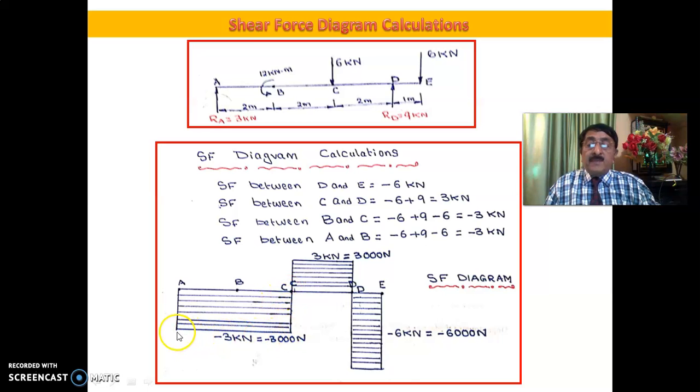It is this way. That means this is minus 3000 newtons, this is plus 3000 newtons, and only between E and A you have shear force of minus 6000 newtons. This is the shear force diagram.